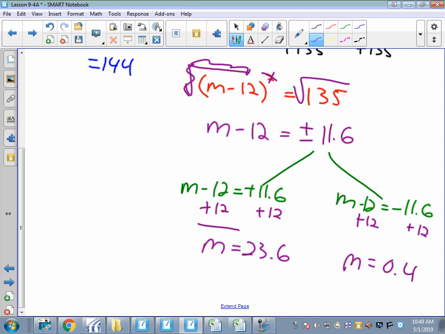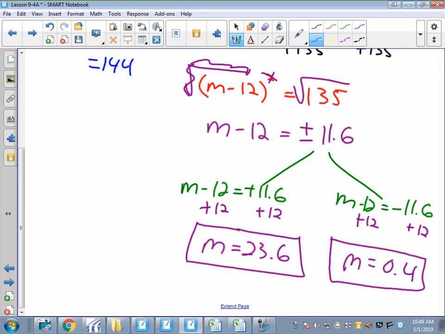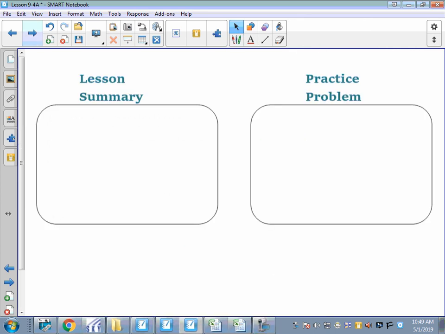You can see that these ones would not cross exactly at a number. These would be the ones that would be between two numbers. These would be two irrational solutions. Okay? All right, that pretty much does it. Let's get to our lesson summary.